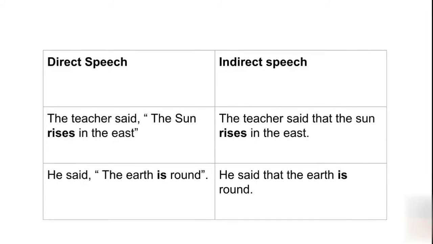Now if the reported speech contains some universal or habitual fact, then the simple present in the reported speech is not changed into simple past tense. That is, no changes in the tenses occur. For example, the teacher said, "The sun rises in the east." We know it is a universal fact. So when we are converting into indirect speech, no change occurs. The teacher said that the sun rises in the east. We don't want to make it into simple past tense. Likewise, another example: He said, "The earth is round." He said that the earth is round. So no change occurs when we are explaining any universal or habitual fact.